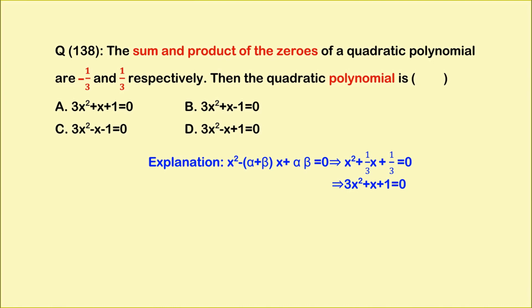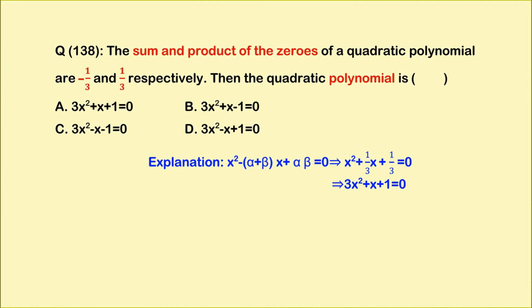The sum and product of the zeros of a quadratic polynomial are minus 1 by 3 and plus 1 by 3 respectively, then the quadratic polynomial is dash. We know that the quadratic polynomial is x square minus (alpha plus beta) of x plus alpha into beta is equal to 0. So the alpha plus beta value and alpha into beta value are given in the question as minus 1 by 3 and 1 by 3.